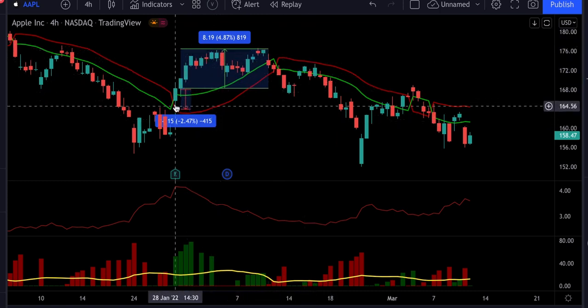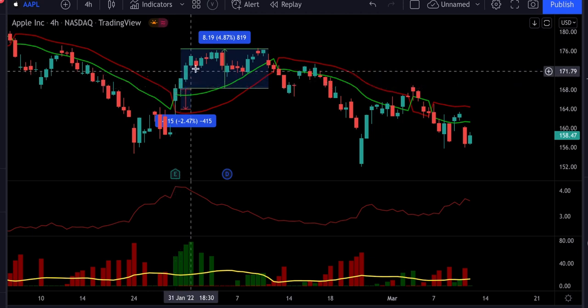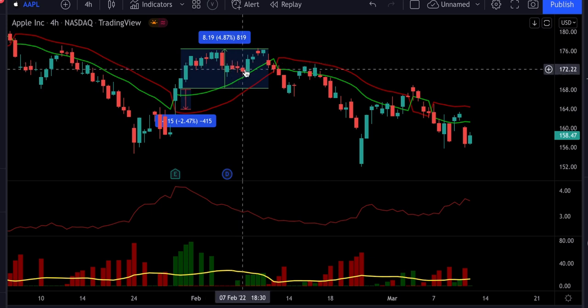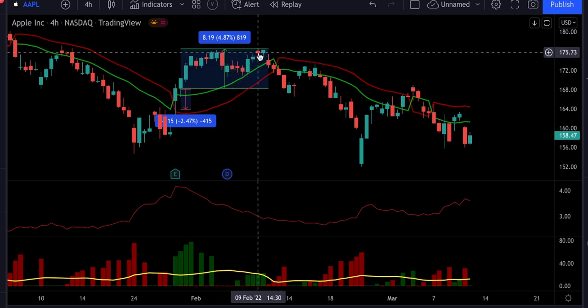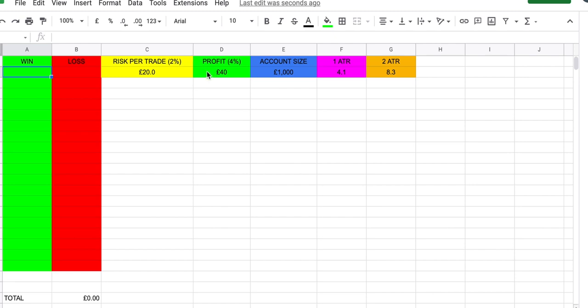What we need to do is basically wait and see if the price moves in our favor and hits our stop loss or take profit level. We see the price kept moving in our favor, we had a little retraction, a consolidation, and eventually the price reached our take profit level. This means we have a winning trade, and now we need to input our results into our column. So our profit is 4% or £40. And there we go.